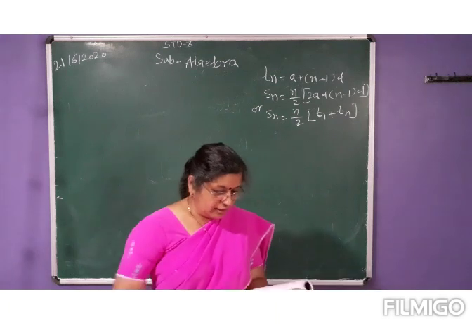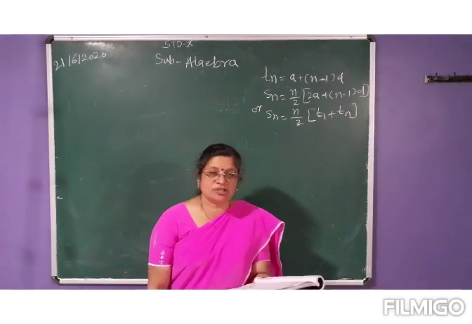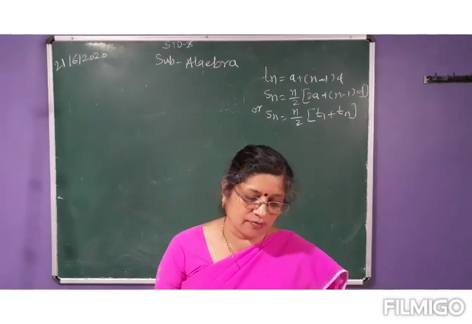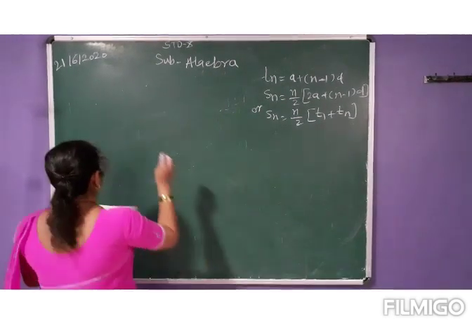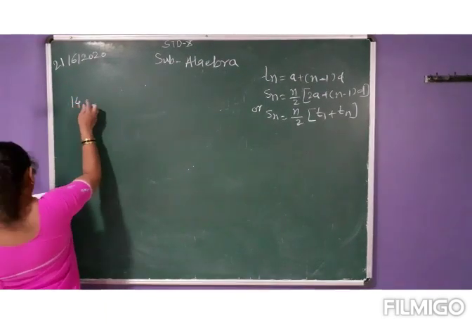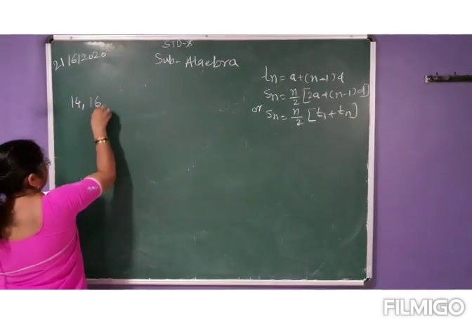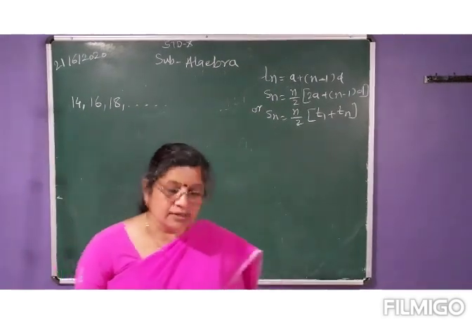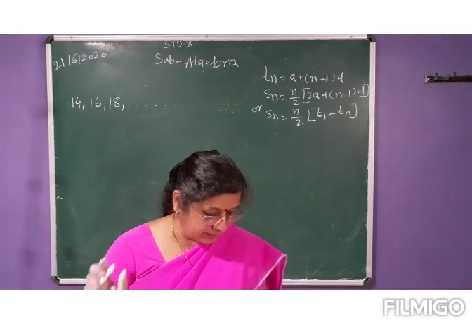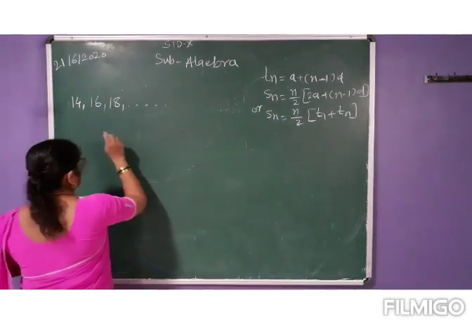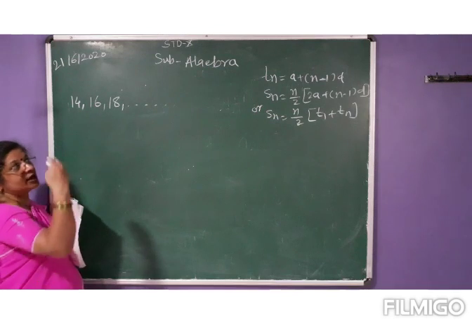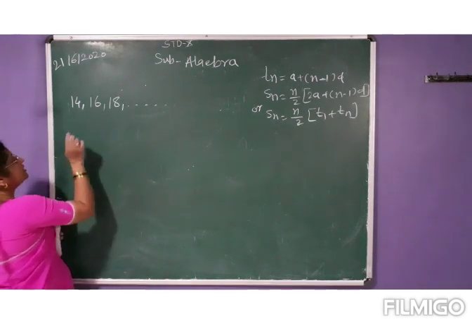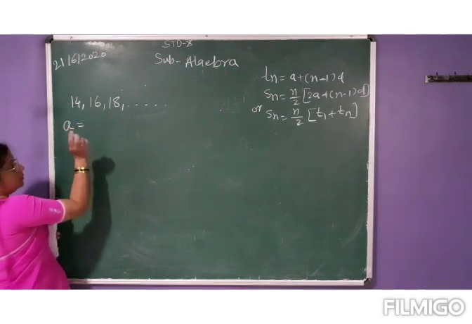For that, see one example which is given on your page number 69. Let's find the sum of first 100 terms of AP. Now see, one AP is given: 14, 16, 18, like that. And what you have to find out is the sum of first 100 numbers. Now, whenever you find either the nth term, Tn, or Sn, you have to write down what is given. Only then is it possible to solve.